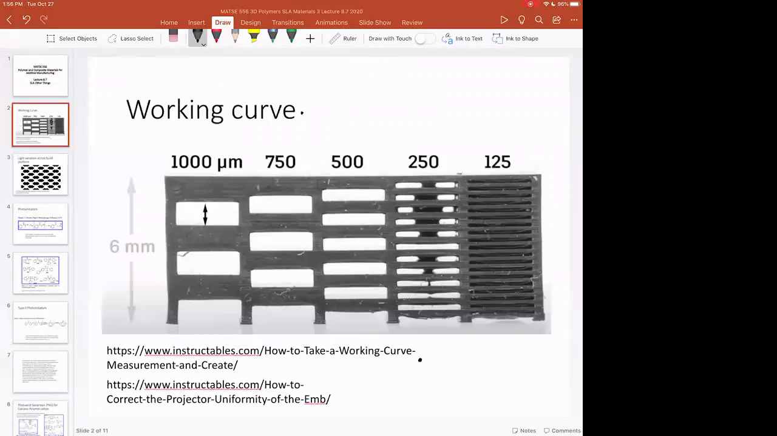Any questions on that? Any comments on a working curve or getting resins to cure, or how you figure that out?